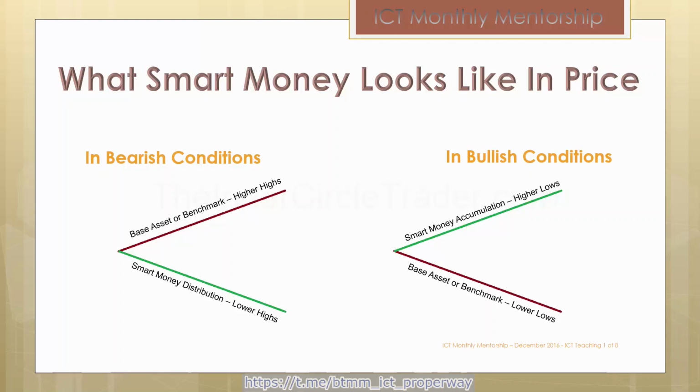And the opposite is seen with the bearish conditions. When the underlying base asset or benchmark is moving higher, the reason why that heavy distribution is taking place is because they're selling it.